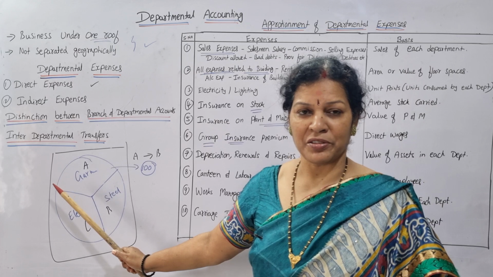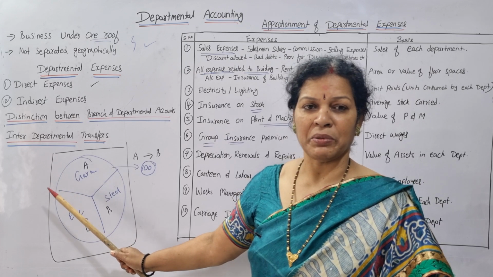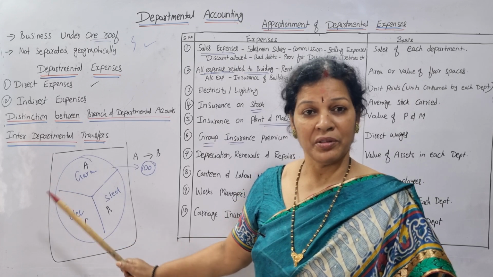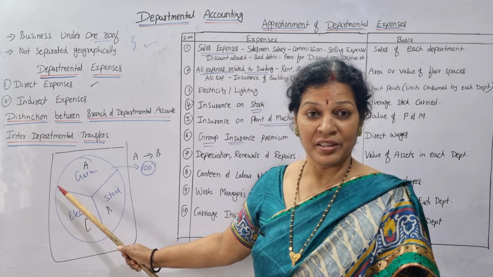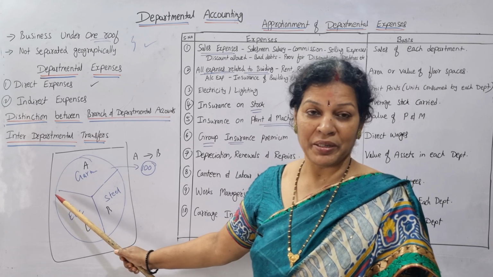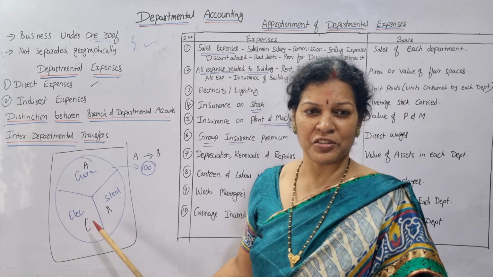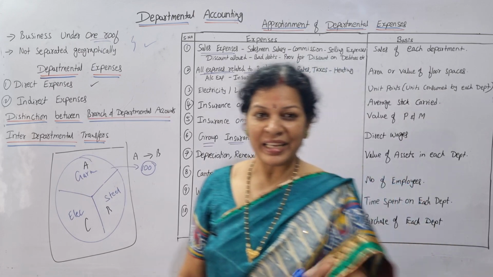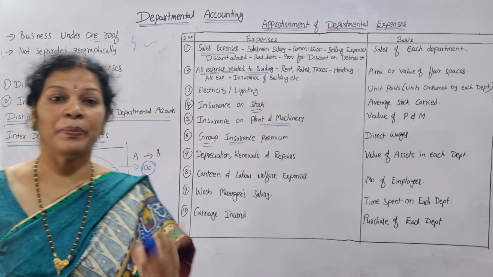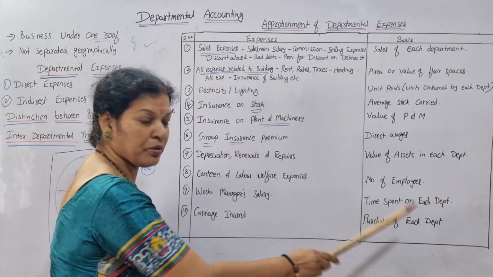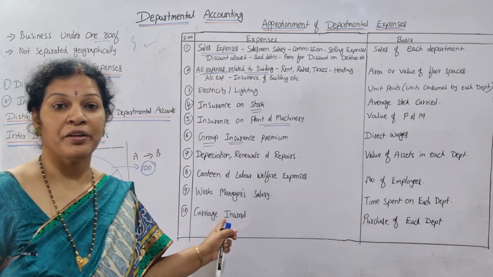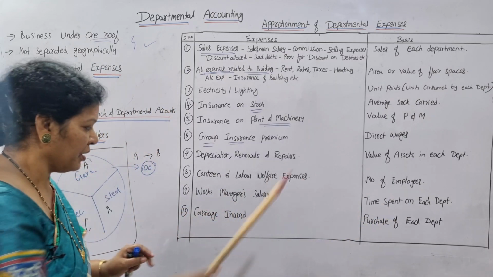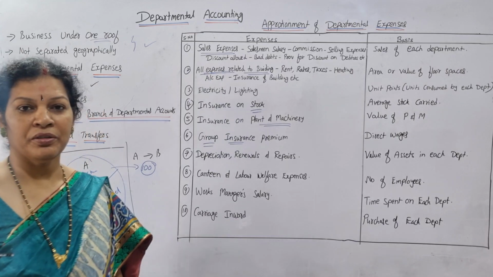Out of 12 hours, 7 or 8 hours he's spending here only. So most of his salary goes to department A. Here he's spending very little time. Department C is not coming at all, so it is zero. Based on how much time he spent department-wise, we'll be apportioning the salary of the works manager. Last one, carriage inward.